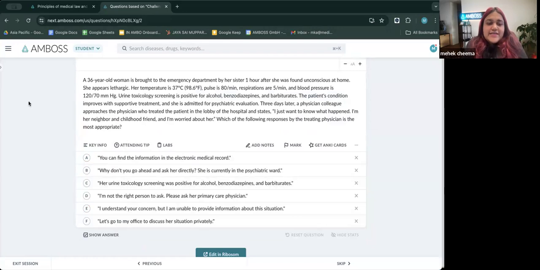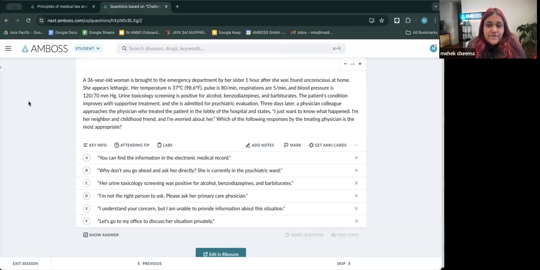A 36-year-old woman is brought to the emergency department by her sister 1 hour after she was found unconscious at home. She appears lethargic. Her temperature is 37 degrees Celsius. Pulse is 80 per minute. Respirations are 5 per minute. And blood pressure is 120 by 70. Urine toxicology screening is positive for alcohol, benzos, and barbiturates. The patient's condition improves with supportive treatment, and she's admitted for psychiatric evaluation.